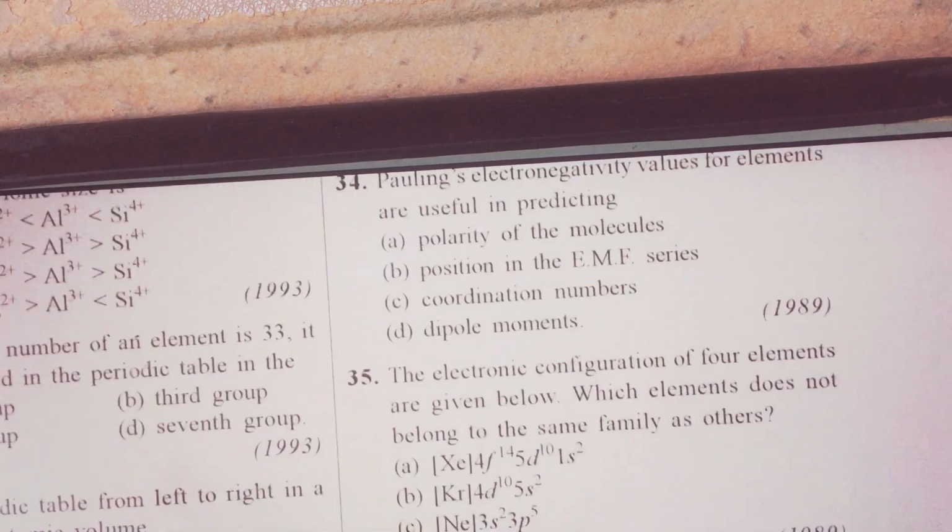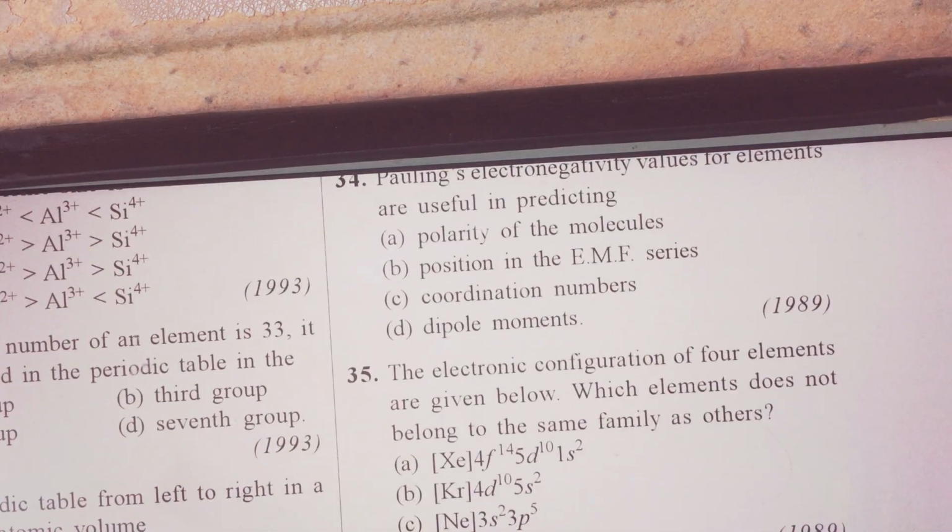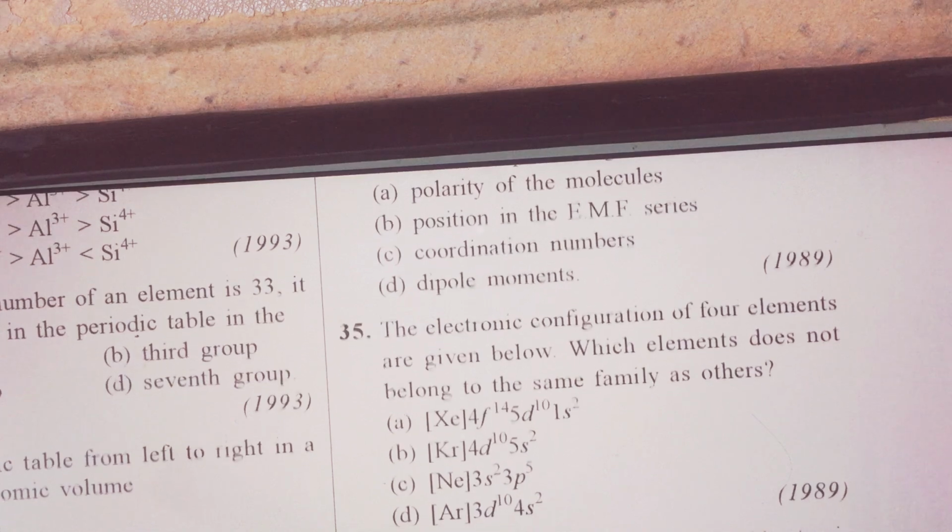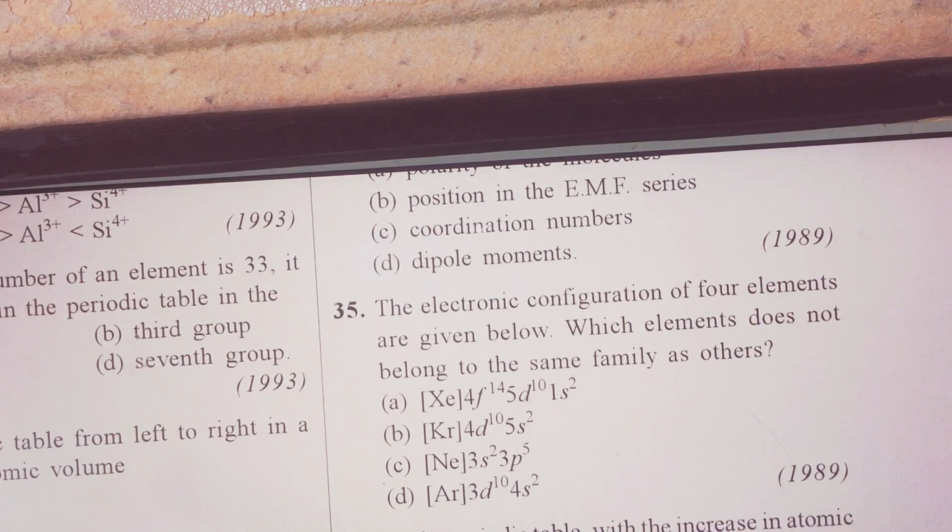The electronic configuration of 4 elements are given below. Which element does not belong to the same family as others? Can you see that C is not belonging to the same family? Notice in option A there is a printer's devil. Can you see the printer's devil? There is a printer's devil in option A. But anyway, the one not belonging to the same family is C.